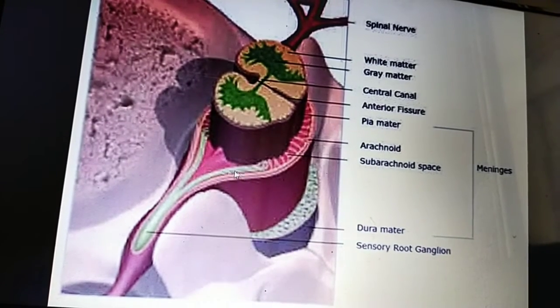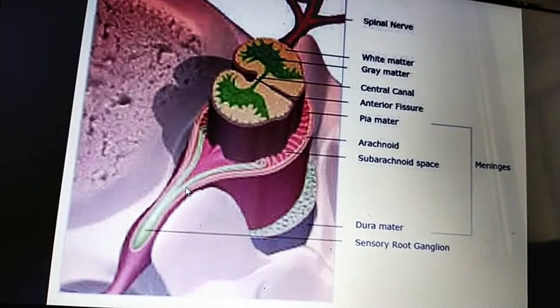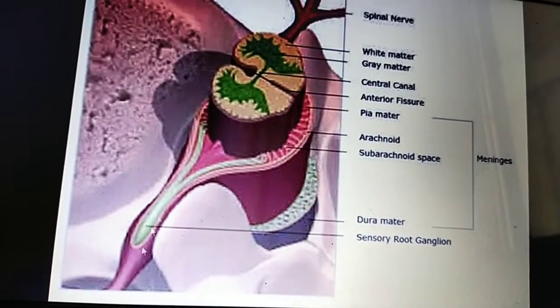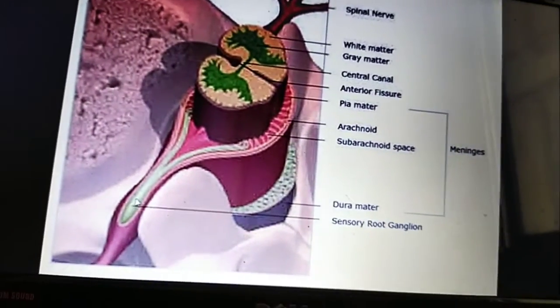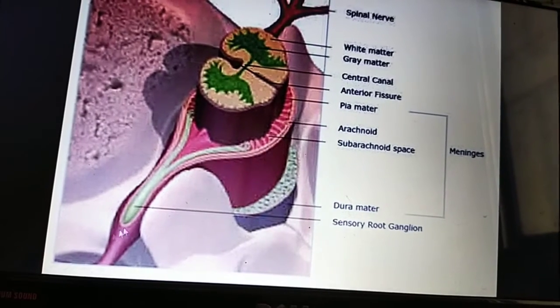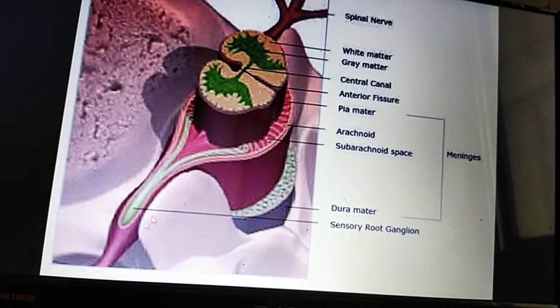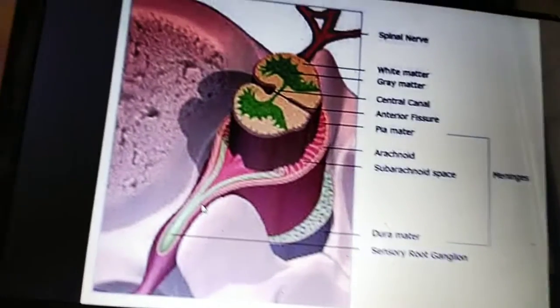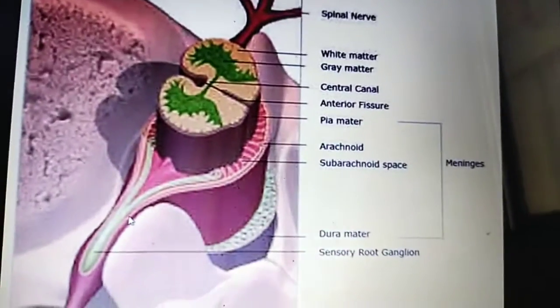This is the anterior ramus and this is the posterior ramus. Both are joined and form the sensory root, and this is the dilated part of the nerve. It is the root ganglion, and then it forms the spinal nerve. Okay, we can go for the next slide.